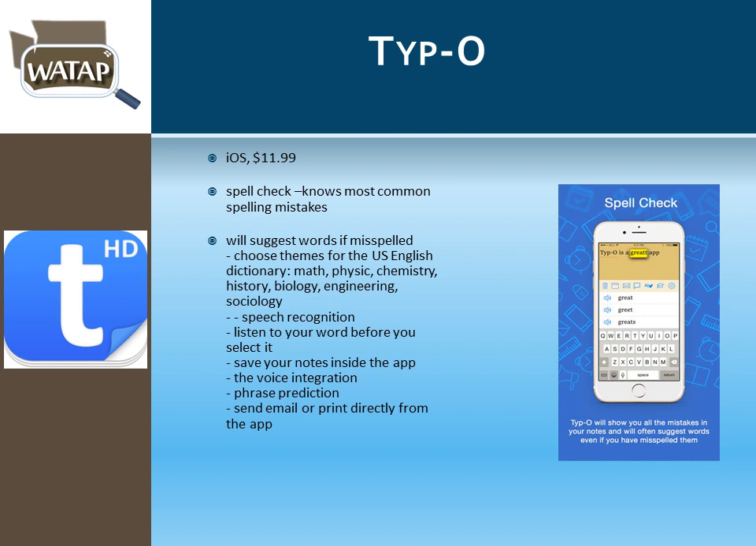Typo, this is only available for iOS devices. It's about a $12 application. Similar to the previous application, it has a sophisticated spell check system built into it, so it identifies common spelling errors. And it has dictionaries specifically for jargon used in math, physics, and chemistry as well. So it will also provide the end user the ability to listen to the word before they select it into their document. It also has phrase prediction built into the application.